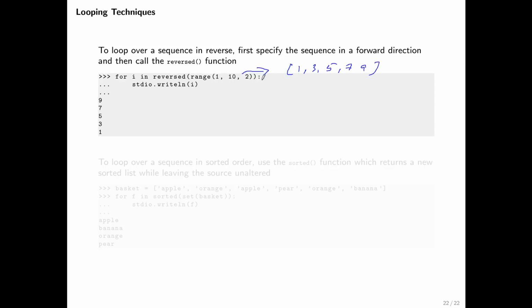And then if you say reversed of that list and enumerate that, then you get things in the reverse order. So reversed of that is going to be the reverse of this, 9, 7, 5, 3, and 1. So now i takes on the value 9 first, which gets printed, and then i takes on the value 7, which is printed next, and so on, all the way down to 1. Okay, so you can specify your sequence in the forward direction and simply reverse it using reversed and enumerate that, in which case the elements are going to come out in the reversed order.